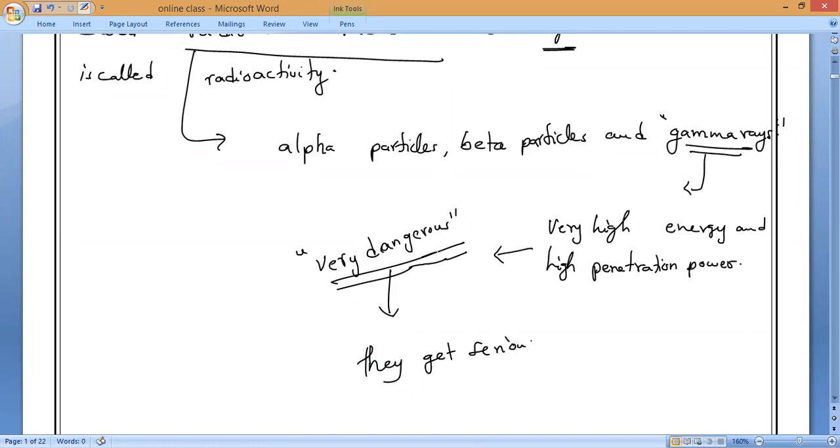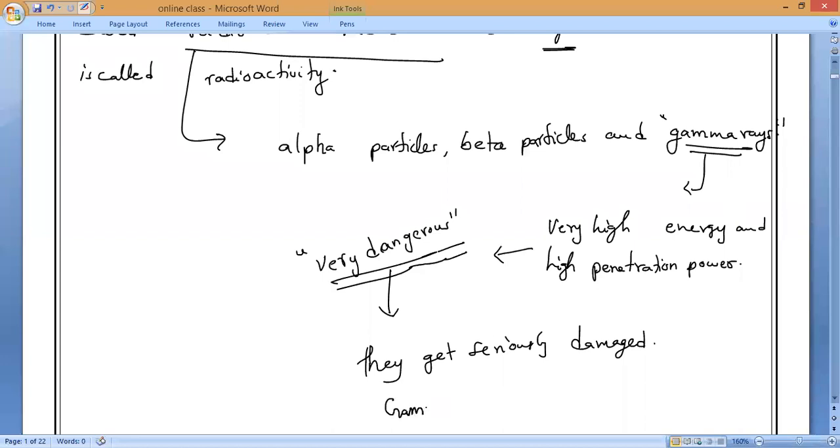Gamma radiations means electromagnetic radiations, sir? No. Electromagnetic radiations are different from gamma rays. These gamma rays are one kind of radiation which is highly powerful.